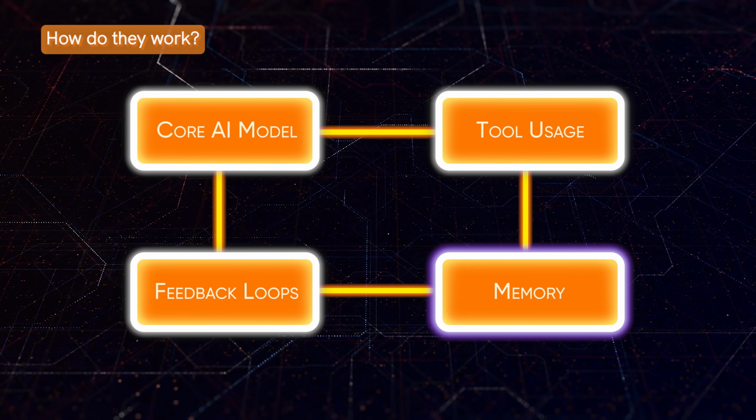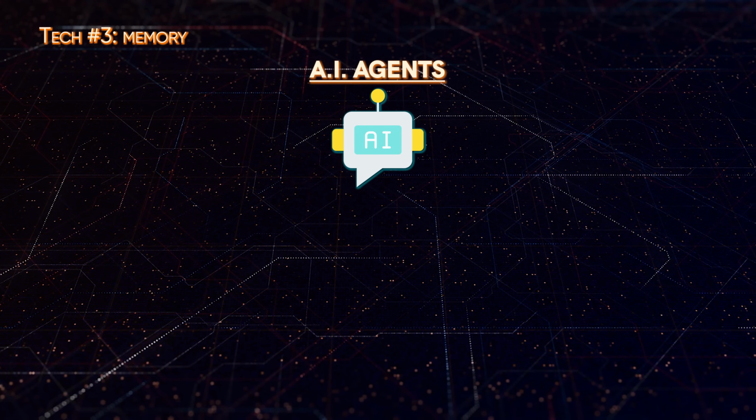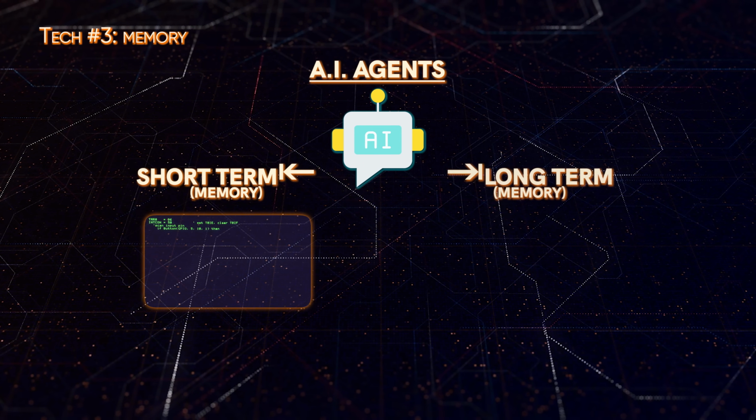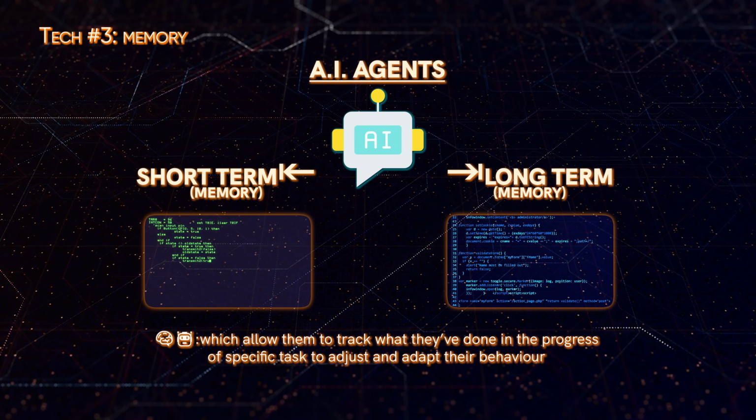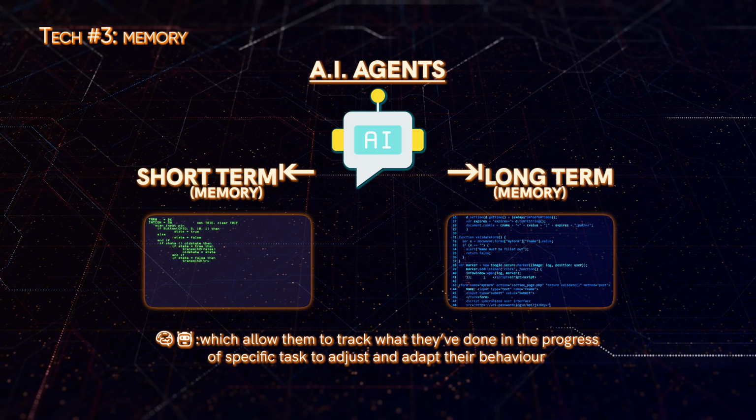Now, the third component is memory. Many agents have access to short-term memory, and some even have access to long-term memory, which allow them to track what they've done and the progress of a specific task, and also to adjust and adapt their behavior.